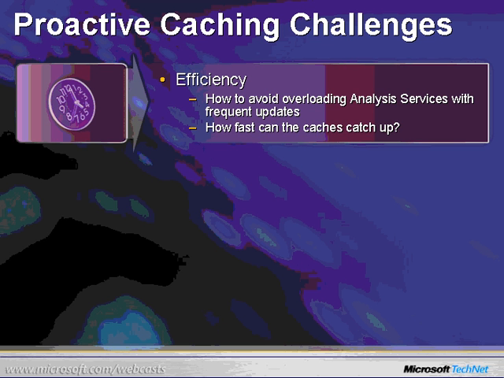So the question of efficiency comes up now, right? How do we avoid overloading Analysis Services with frequent updates, and how fast can the cache catch up? We saw pretty fast in my scenario. The primary issue here with performance and regarding proactive caching is finding the balance between latency and performance. These are conflicting ideas, and we have to decide how to balance them against each other in our environment.